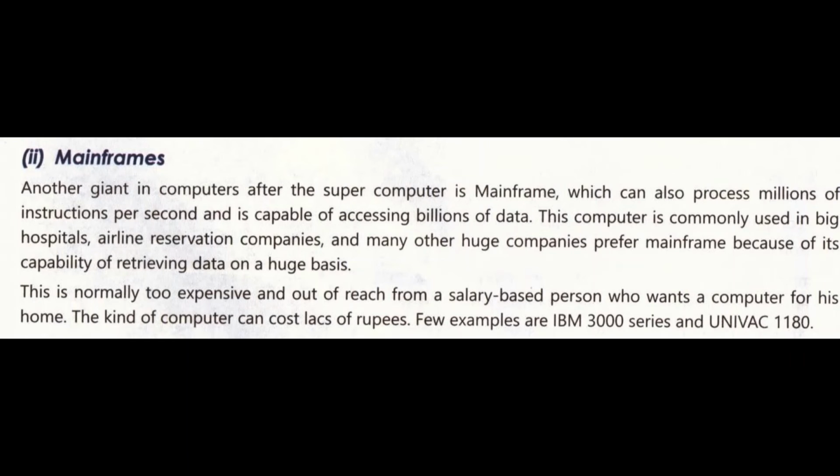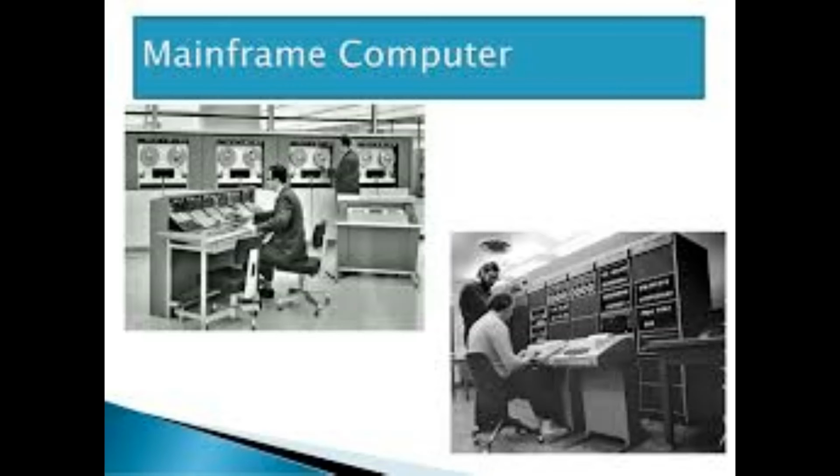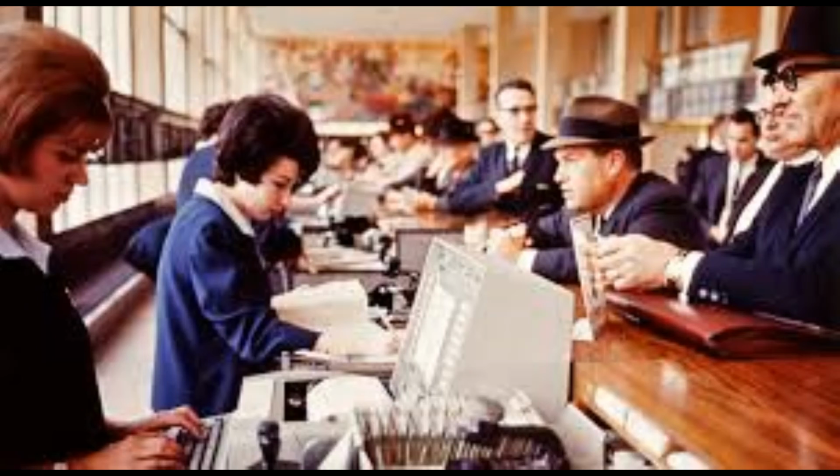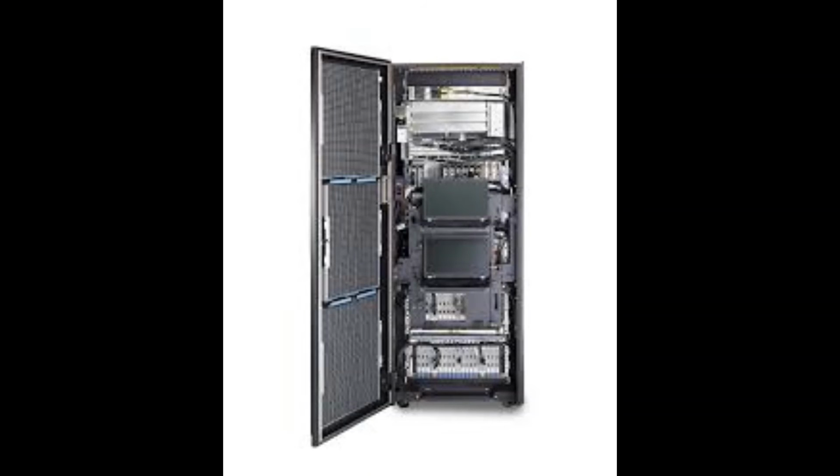Mainframe computers are also giant computers after the supercomputers. They can process millions of instructions per second and are capable of accessing billions of data. They are mainly used in hospitals, airline reservation companies, and by many other huge companies. Examples of mainframe computers are IBM 3000 series and UNIVAC 1180.